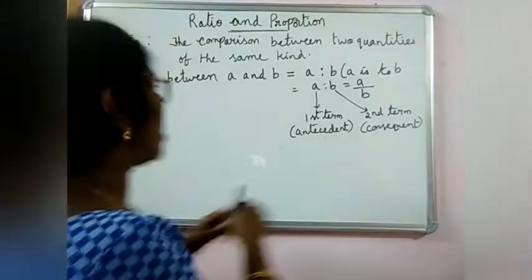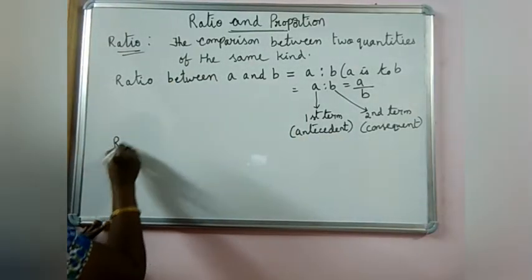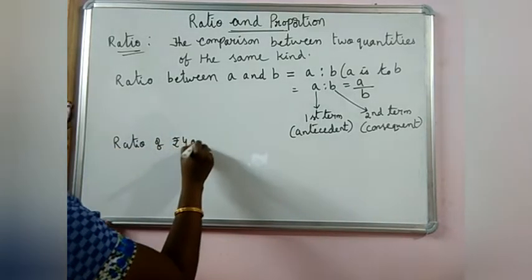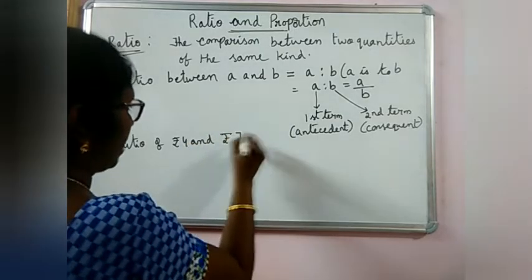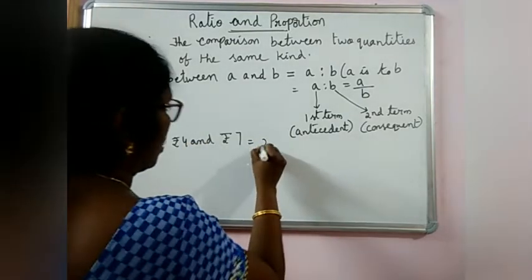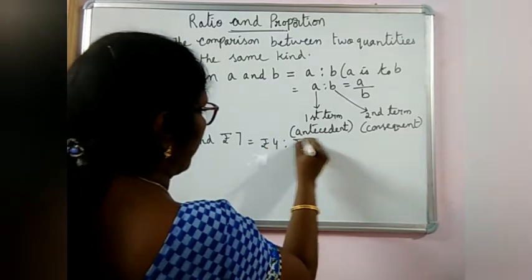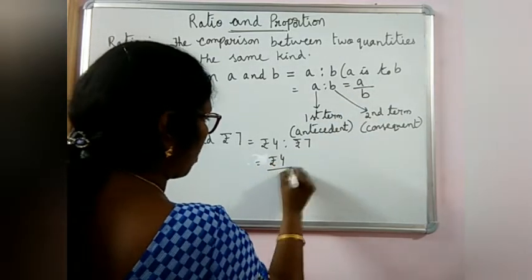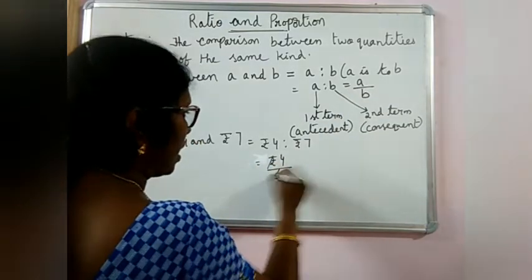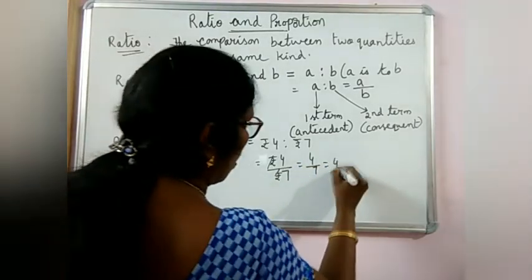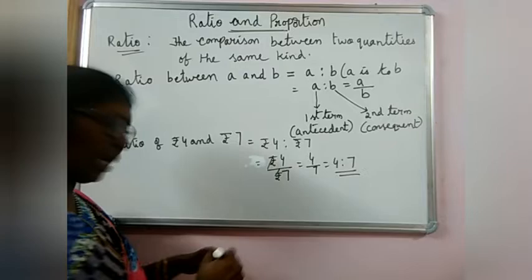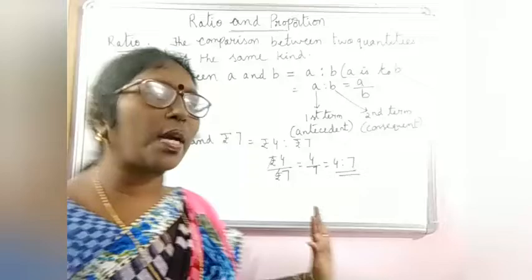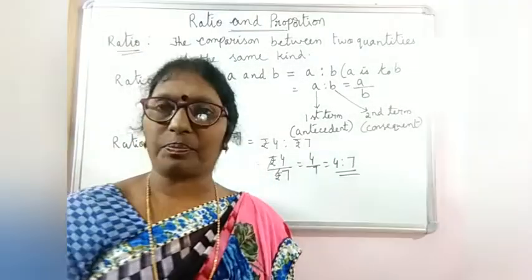And if you want to find the ratio of 4 rupees and 7 rupees, you can write rupees 4 is to rupees 7. A is to B means A by B. Rupees 4 by rupees 7, so you will have 4 by 7 or 4 is to 7. That means ratio has no unit. Clear? Why does ratio have no unit? Because the units will be cancelled.